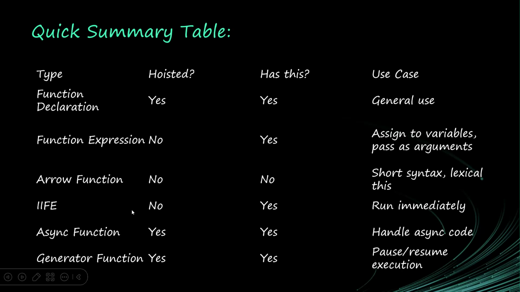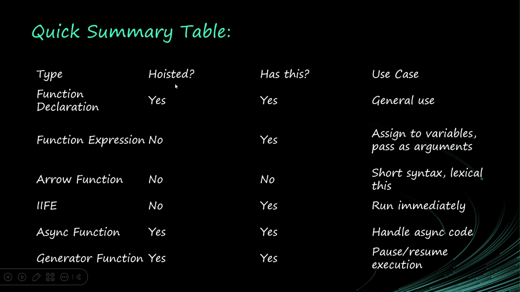So, quick summary. Function declaration: is it hoisted? Yes. Does it have the this keyword or this object? Yes. It is for general use. Function expression does not hoist. Function expression has the this keyword or the this object. It can be assigned to variables. It can also be passed as arguments.